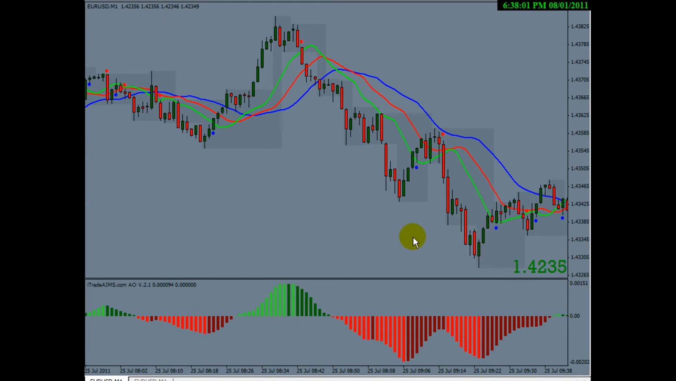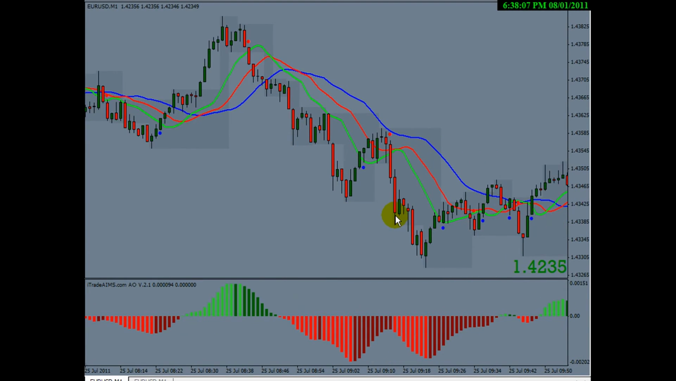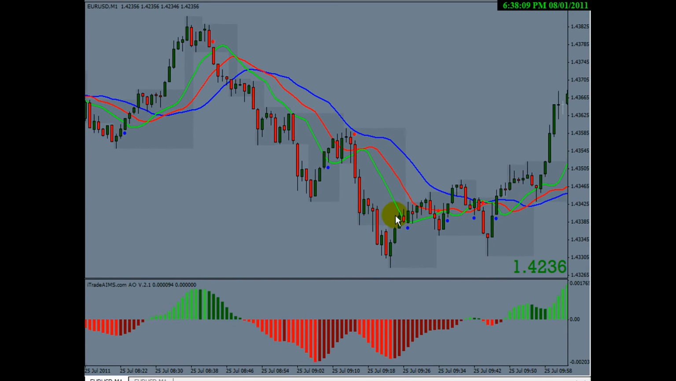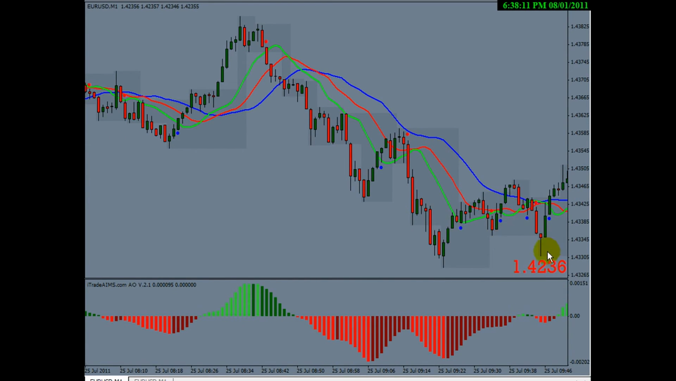What happens after this? Price is going to go sideways. It's going to turn green, and it does. Let me forward this, and guess what it does? Now some people might have been trying this. In fact, even I would have tried it. Yeah, why not?